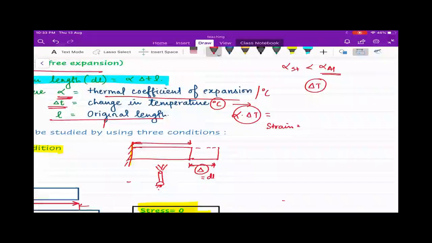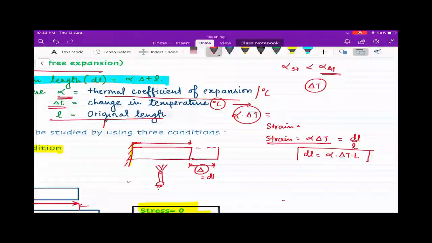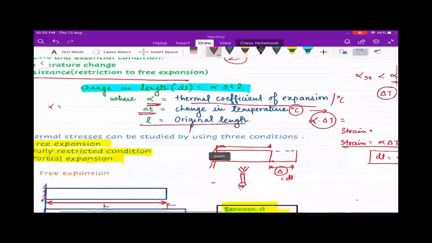If we compare these two dimensionless quantities, we get strain equal to alpha delta T. Strain is nothing but change in length upon original length. So from this, our change in length will be equal to alpha into delta T into L. You have to keep this equation in mind to understand the following three conditions.